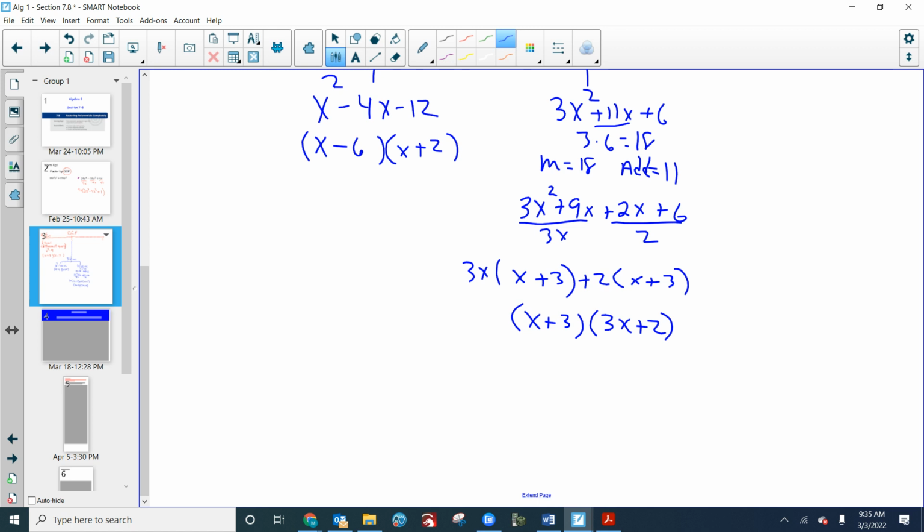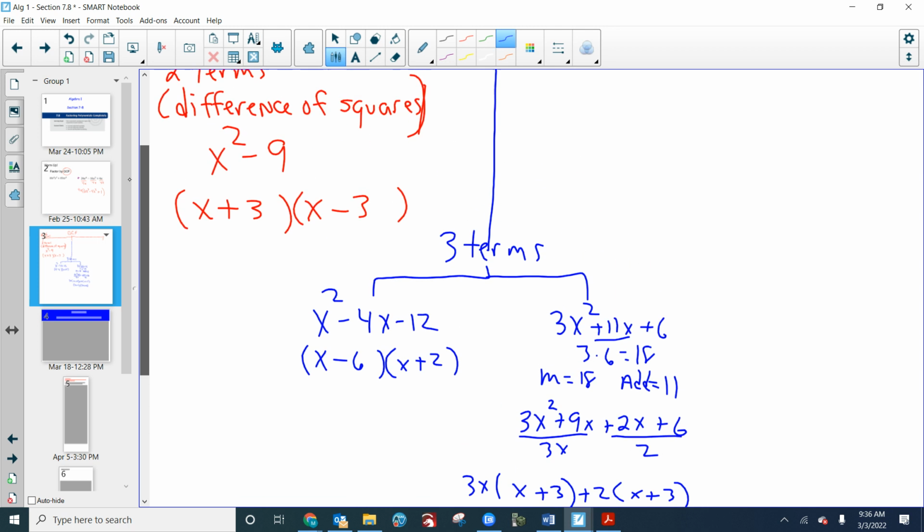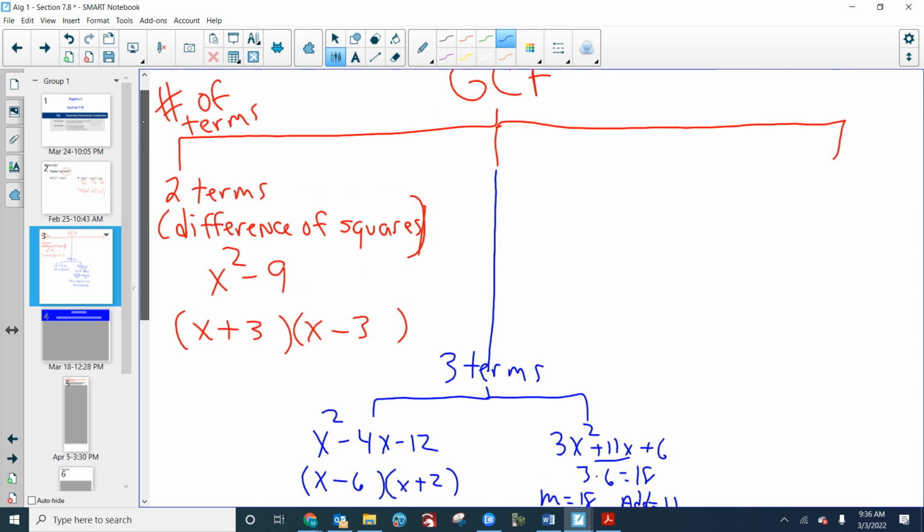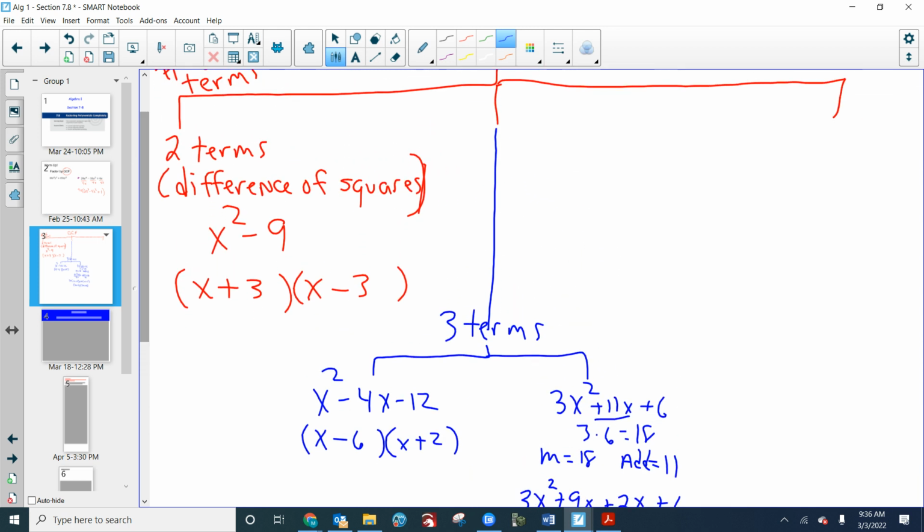Okay, that's a lot of work on those. That's a lot of work when A isn't 1. So we went 2 terms, 3 terms. Take a guess. What's next? 4.